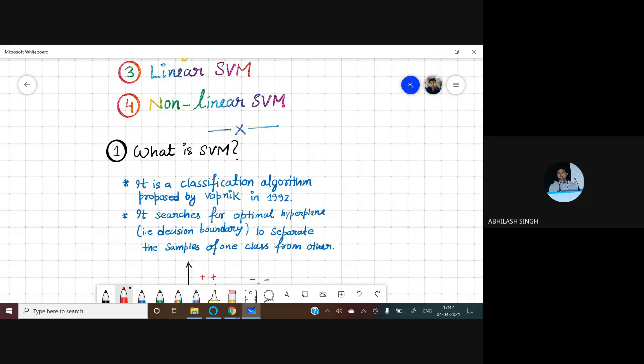What it actually does is search for an optimal hyperplane, that is the decision boundary, to separate the samples of one class from the other class. How it works we will see in a minute, but there are a few more things I want to highlight related to SVM. SVM works quite well with high dimensional data, so there is no dimension-related problem in SVM.